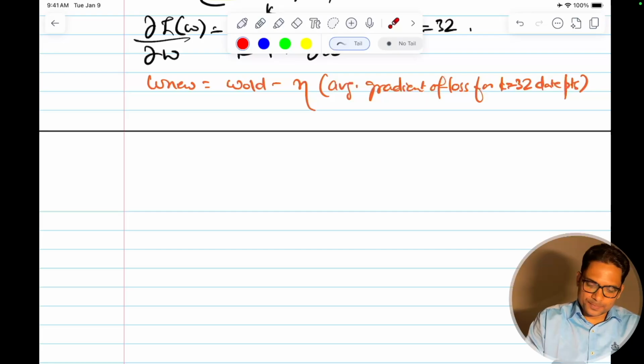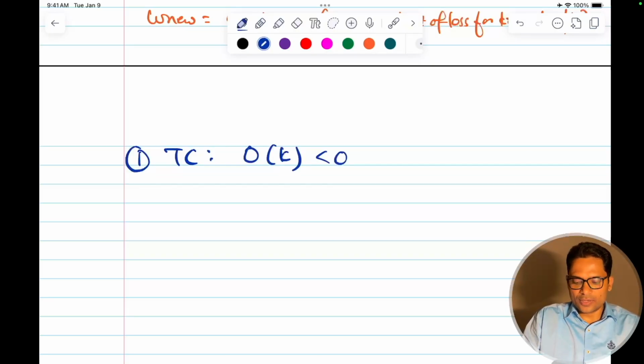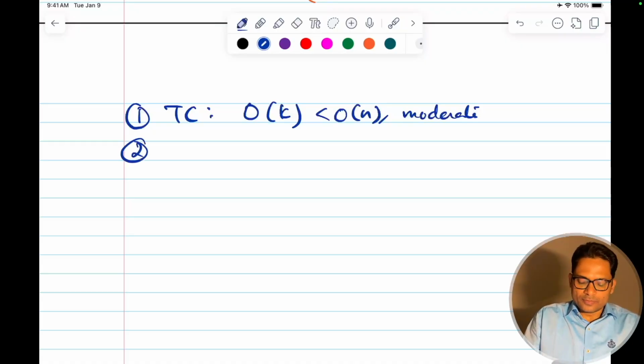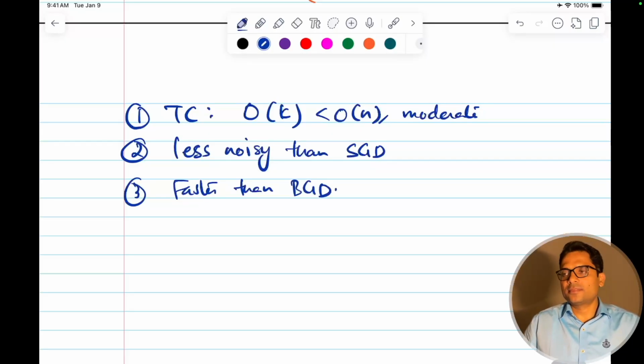Similarly, let's see the characterizations. The time complexity will be order of k now, which will definitely be less than order of n. So the speed is moderate now, not too fast, not too slow. And the second thing is, it is less noisy. I'm taking the middle path: less noisy than SGD, and faster than complete batch gradient descent, right? More efficient and faster than the batch. And this is the standard technique used in deep learning, mini batch gradient descent. That's what you will see.